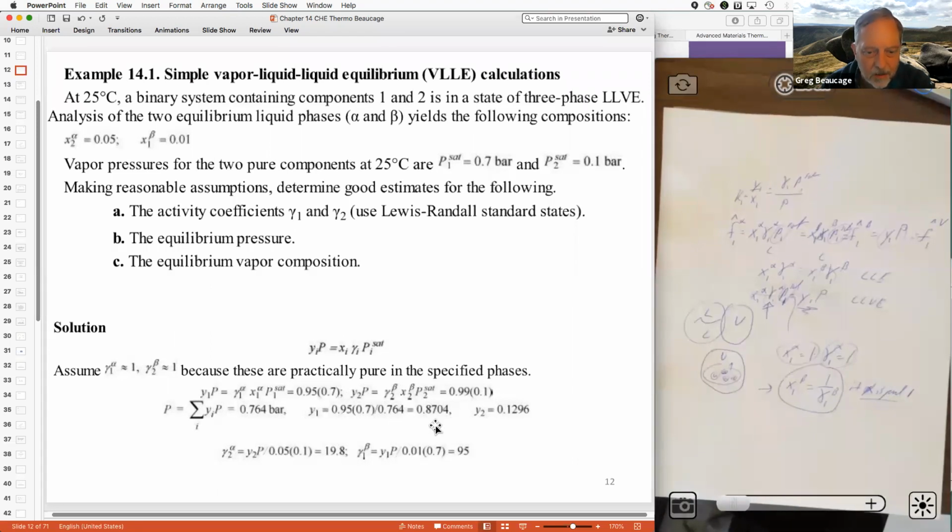Which is, you got for 0.7, something like that. 0.7 is a saturated pressure, sorry. X1 is 0.01. So that gives 95. Those are two big numbers. That means the things are immiscible, right?